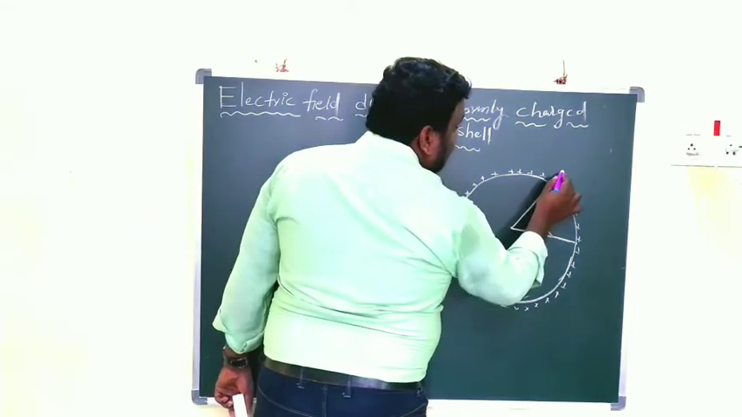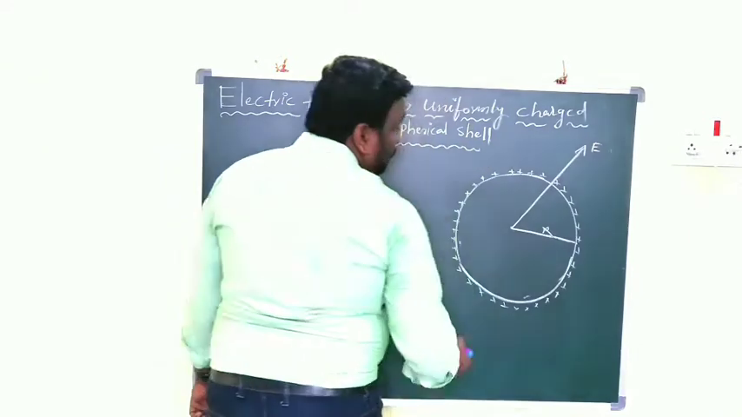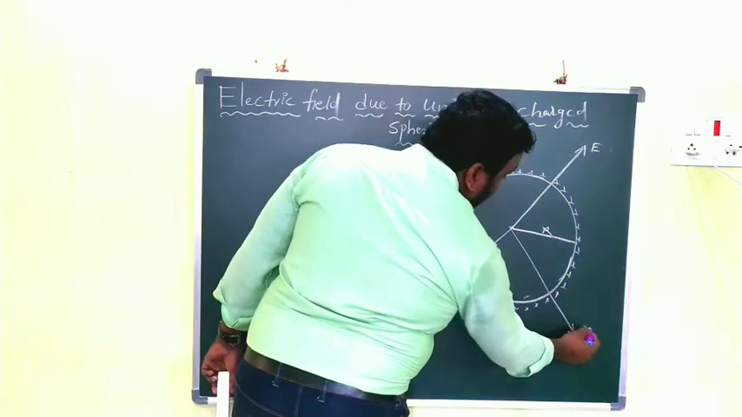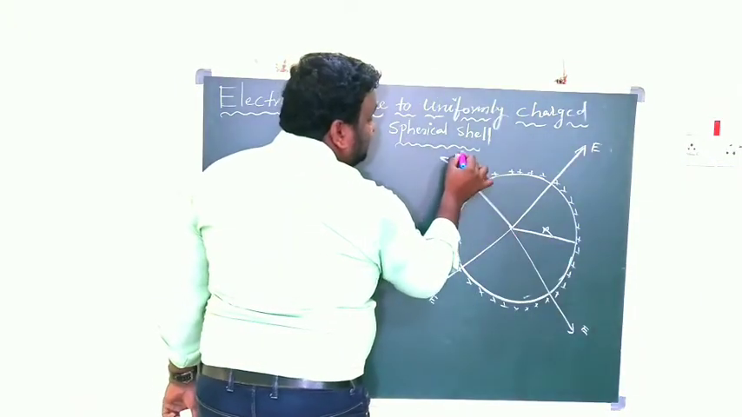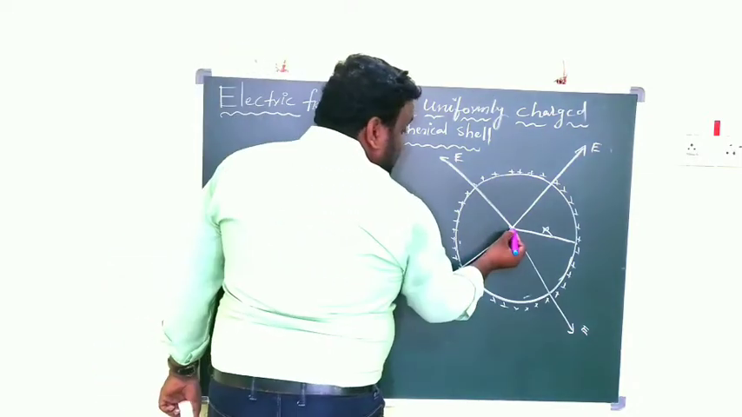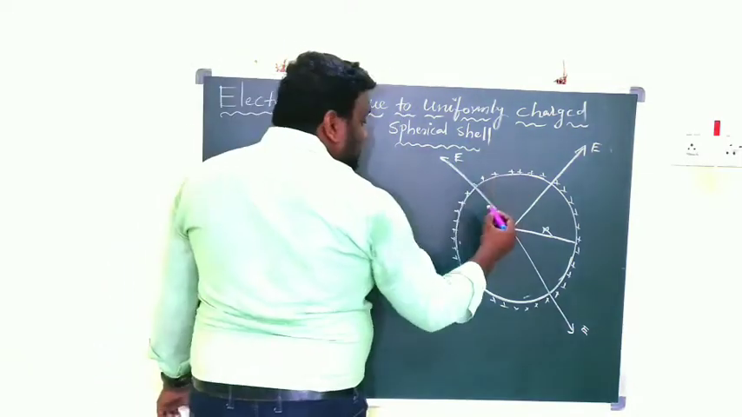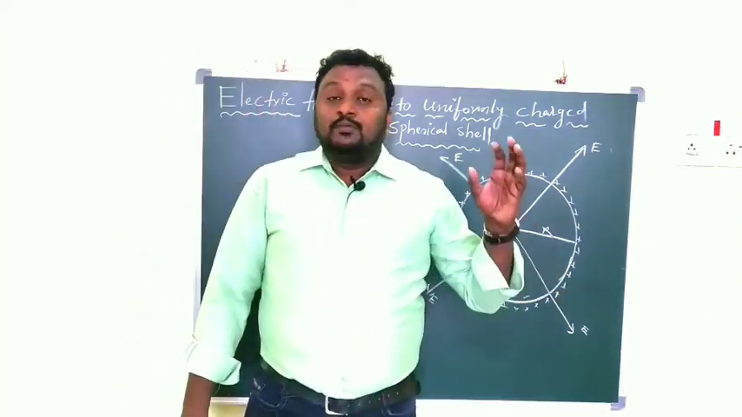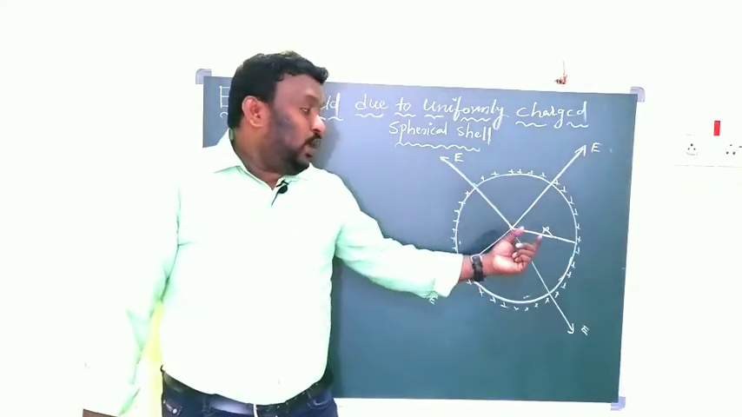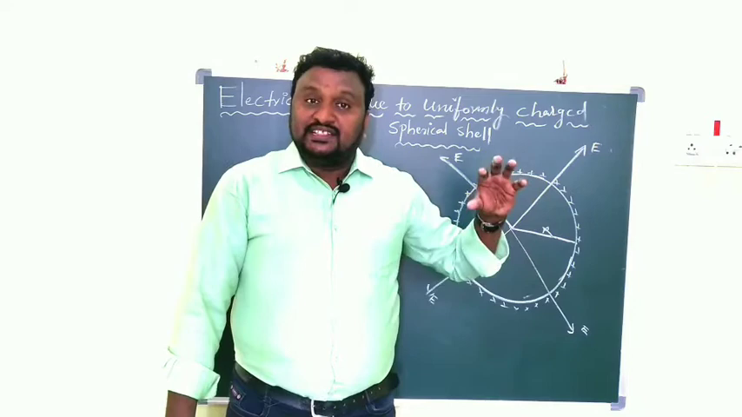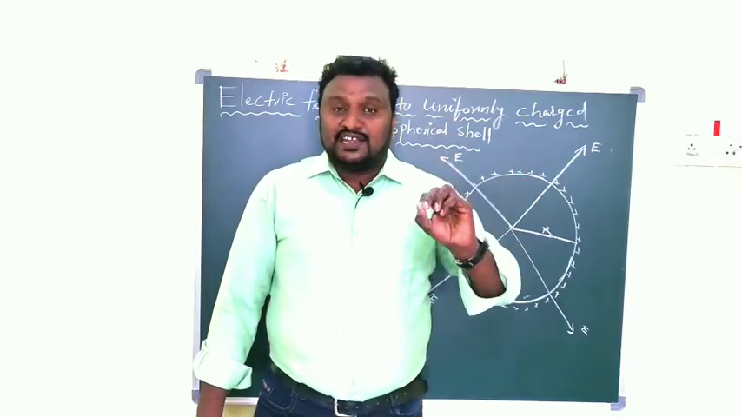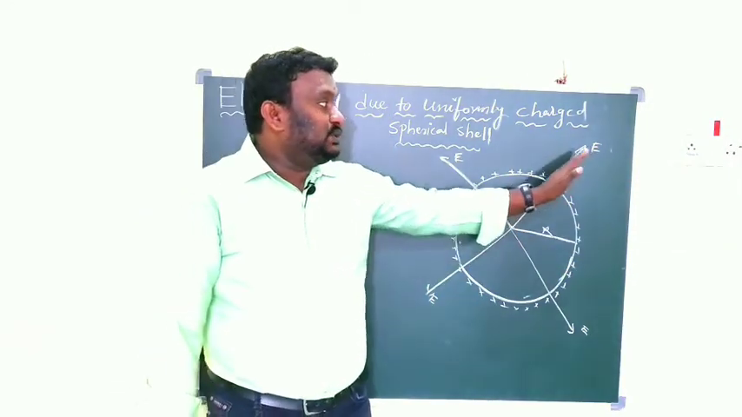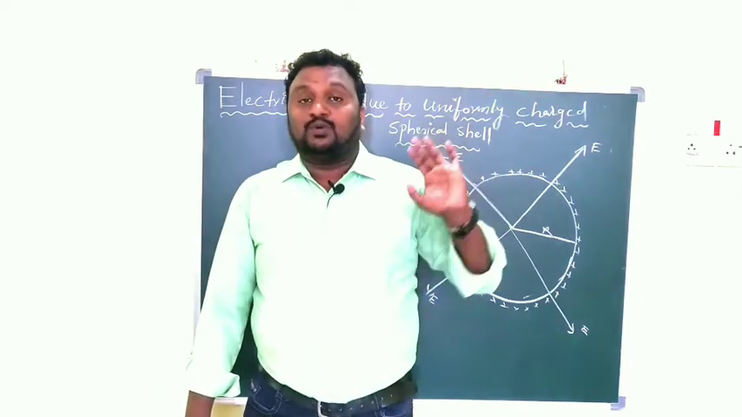Here I am showing that the electric field intensity is always radially outward. In this direction it is radially outward, and in this direction also radially outward, because we are taking the positively charged shell. Clear? Let us consider we have taken one positively charged shell of radius capital R. The electric field intensity acts radially outward. From that point, in any direction, the electric field is radially outward.